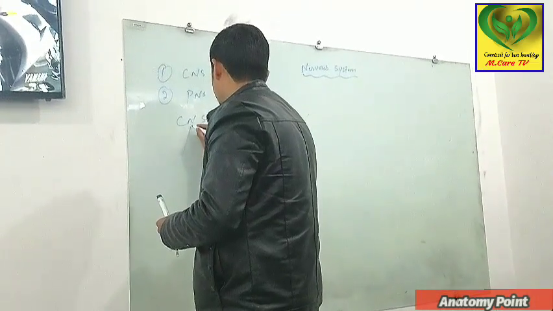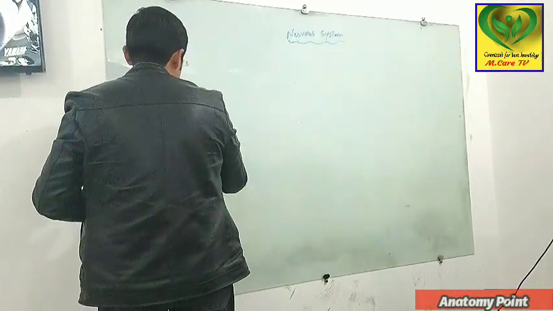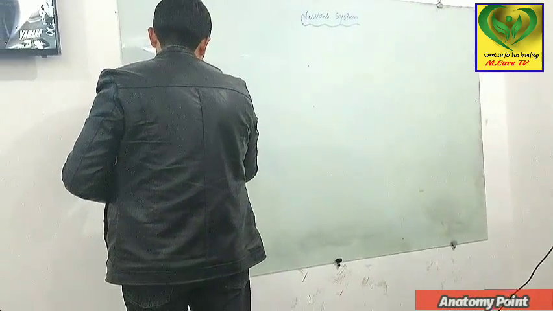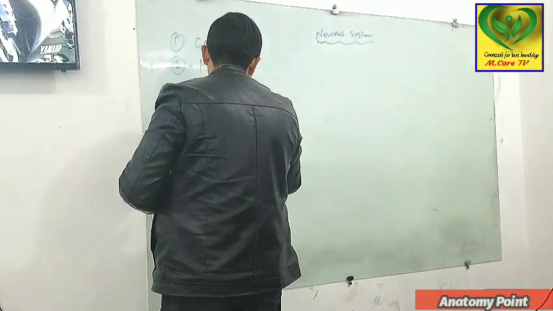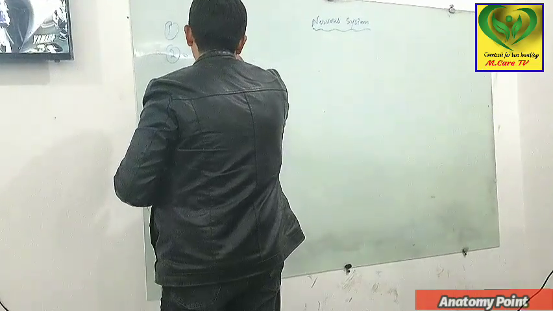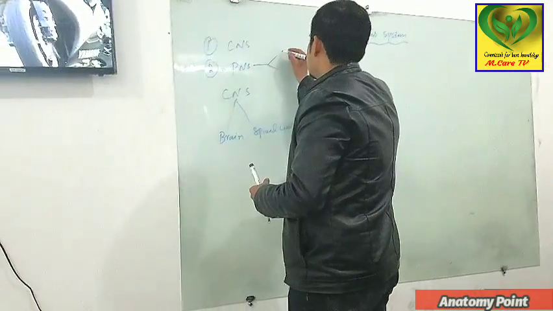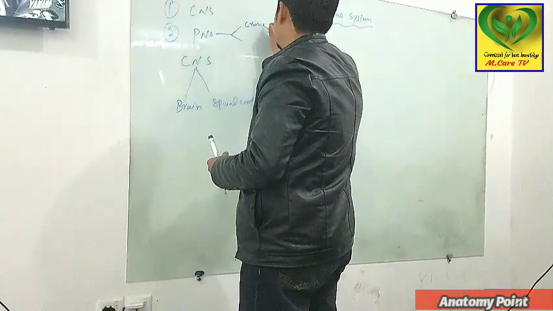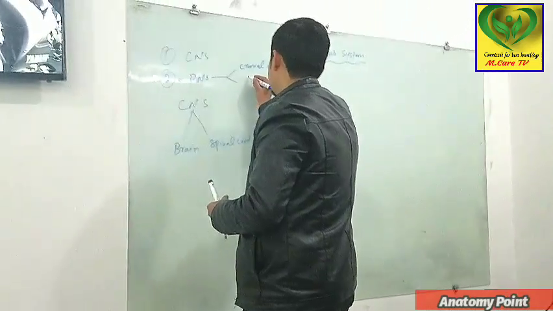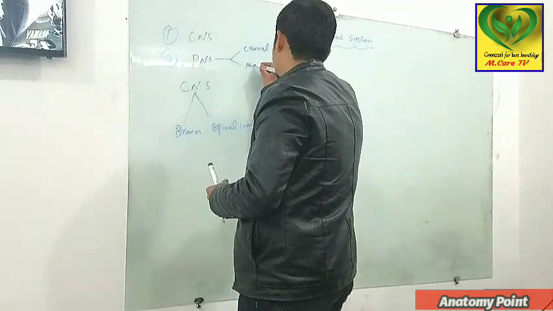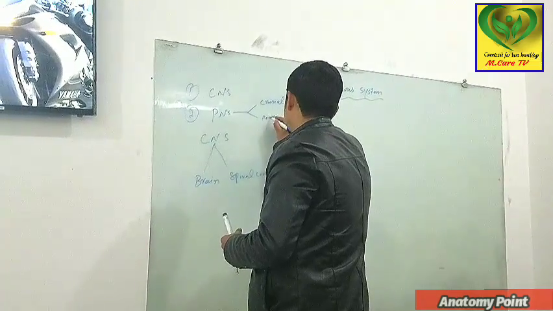Then the central nervous system again consists of two parts. It consists of the brain and spinal cord. And the peripheral nervous system again has two parts: the cranial nerves and the peripheral nerves.